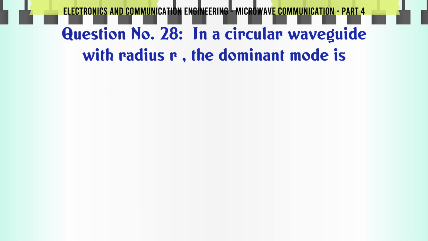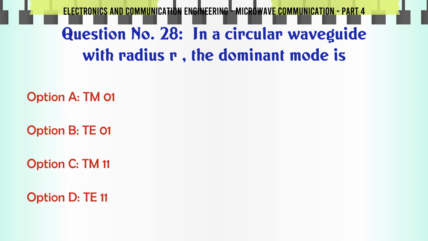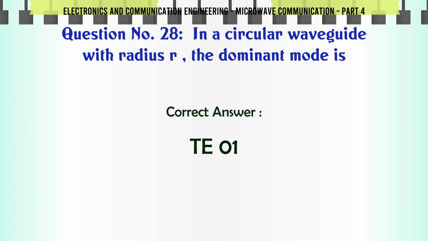In a circular waveguide with radius r, the dominant mode is A. TM01, B. TE01, C. TM11, D. TE11. The correct answer is TE01.